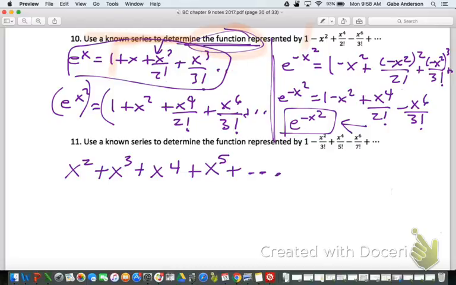Gave you that series right there. Use a known series to determine the function that would go with that series. First thing you want to do is look at the denominators and match up those, and then try to take it from there.